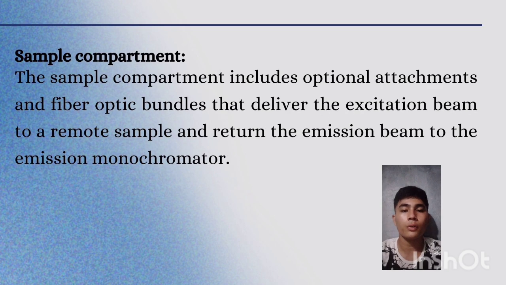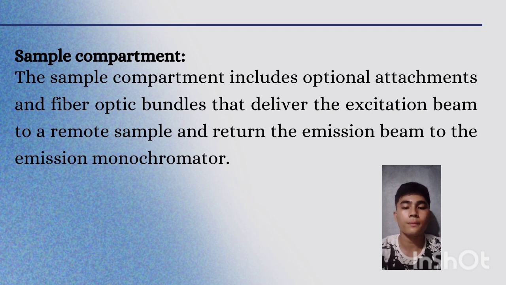So next is the sample compartment. It is where the actual sample is placed for analysis. It can include optional attachments and fiber optic bundles to make the setup more flexible and adaptable to different types of experiments. The fiber optics serve two main functions. First, they deliver the excitation beam from the light source directly to a remote sample, which is especially useful if the sample is not placed directly in the instrument. Second, they also collect the emitted light, the fluorescence or the phosphorescence, and return it to the emission monochromator for analysis.